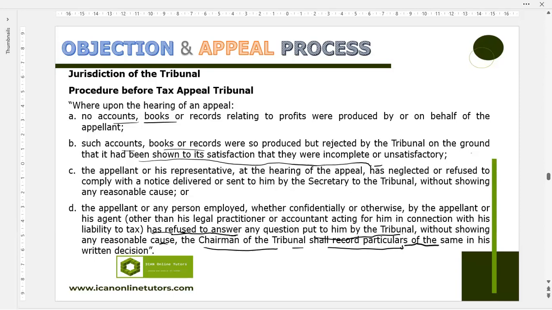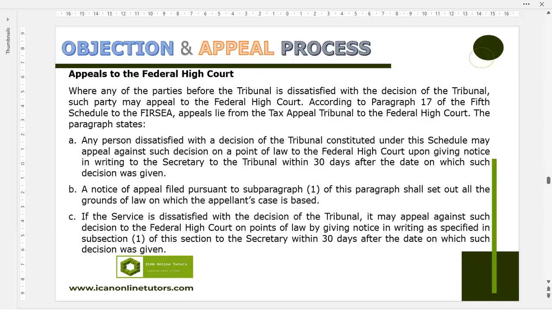And after giving all parties an opportunity to be heard, the tribunal may confirm the assessments initially raised by the tax authority, or reduce the assessments, or increase the assessment from what was initially raised, and may annul the assessments, or make any such order as it deems fit. And whichever party is aggrieved may proceed to the High Court, whether it be the taxpayer or the tax authority. So every decision of the tribunal must be recorded in writing by the chairman, subject to the provision of paragraph 16 of the fifth schedule.